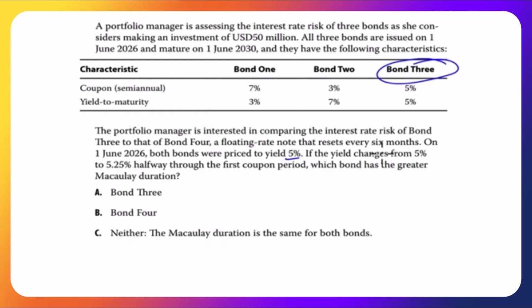If the yield changes from 5 to 5.25 halfway through the first coupon period, which bond has the greater Macaulay duration? Well, we know that a floating rate bond has a maximum Macaulay duration about midway through a reset period, whereas bond 3 is a 4-year bond. It's going to have a significantly higher Macaulay duration. This one is easy to answer. Which bond has a greater Macaulay duration? Bond 3.